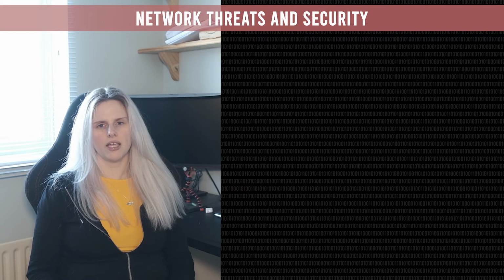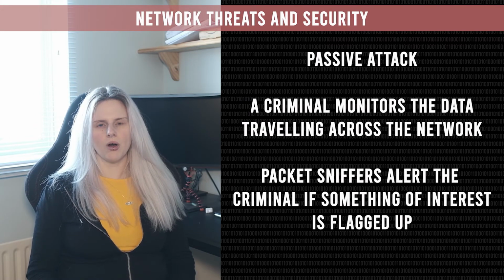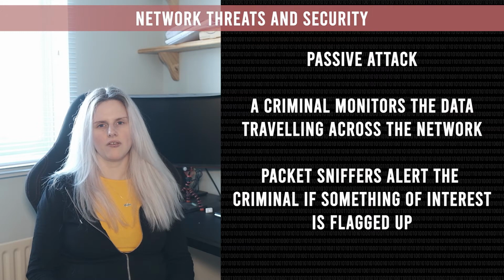There are lots of different ways that networks can be attacked. A passive attack is where a criminal monitors any network traffic and intercepts anything that they think could be useful to them. This type of attack is really difficult to spot on a network because the criminal will just be sat quietly watching, so they're not automatically going to be flagged up as a network intruder. They might even use software called packet sniffers, which will identify certain things on the network and alert the criminal that that might be something that they're interested in looking at.